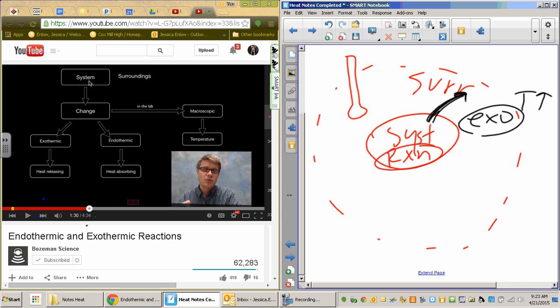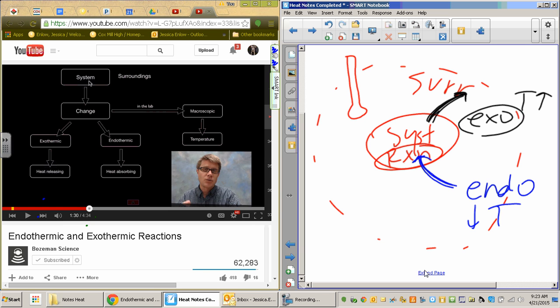So then what if you had a system that was cold, and the surroundings were warm? Or what if we had a system that required energy to get started, so energy was going to go into the system? What would you say? Endothermic reaction. Where is it getting the energy from? The surroundings. So what's happening to the temperature of the surroundings? Decreasing. They're dropping. Good.